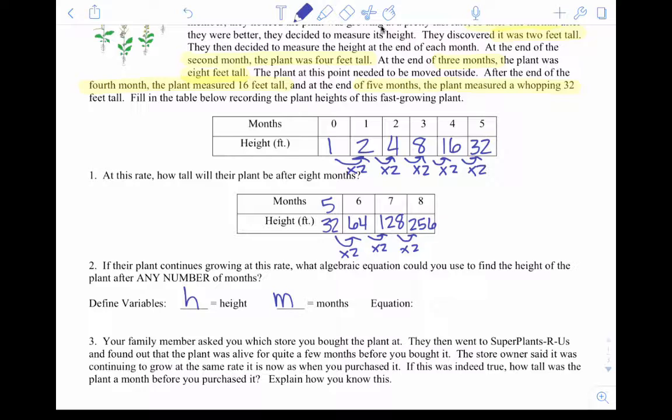So if we're thinking about an algebraic equation, typically you think of something like y equals x plus 1. So instead of y and x, we're just going to use h and m. H is going to be in place of y, and m is going to be in place of x. So we need to figure out an equation that is h equals something. Go ahead and pause this video and really look at those numbers, look at the months versus the height, and see if you can figure out what equation would model these problems.